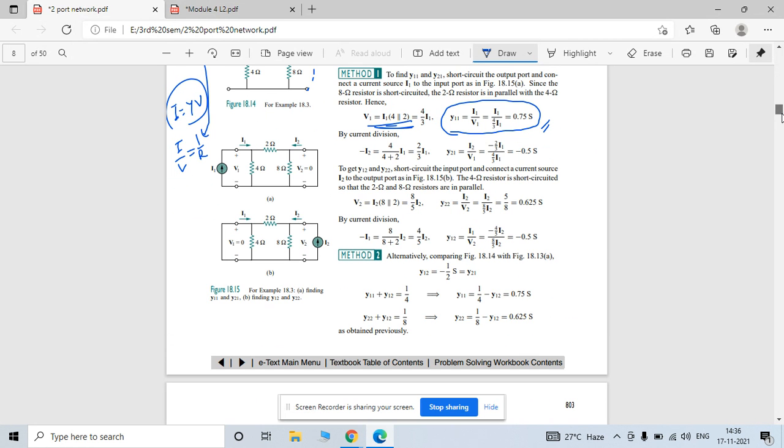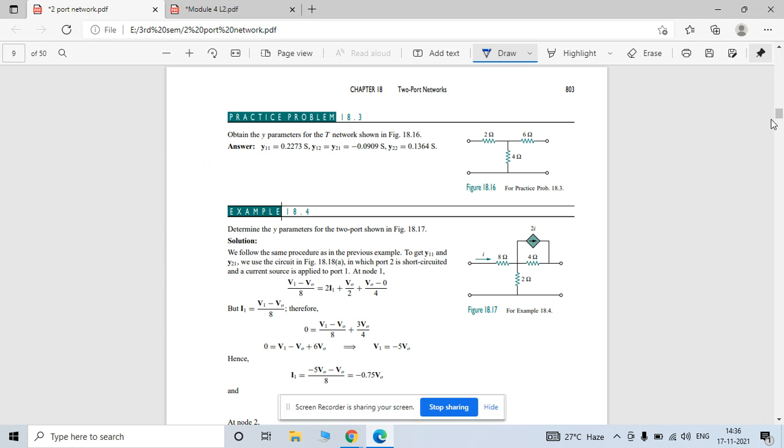Now see, I give you this as your homework, right? So I hope you solve this problem. Your answer is this. So how to solve it? The same concept. The value is in ohm, right? So you can apply it here. V2 is equal to zero, short circuit, right?